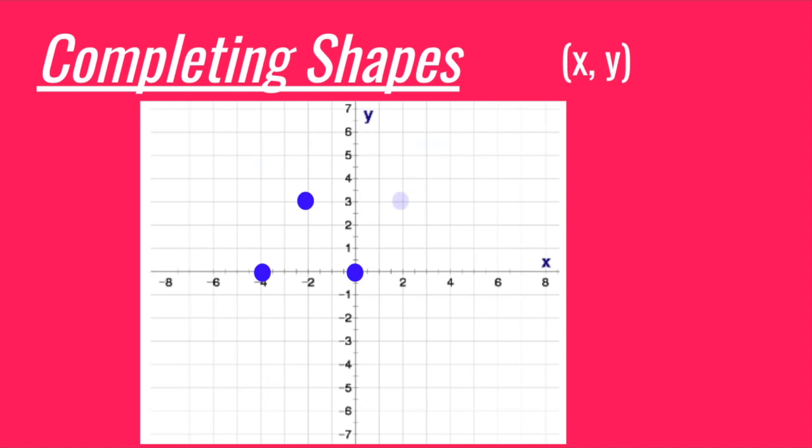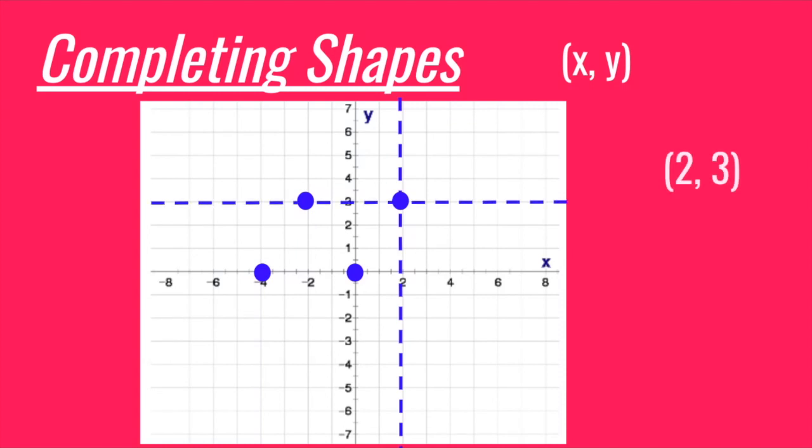So I'll put my point in the top right. See how this makes it a parallelogram? It can also help to connect the dots so that you can be sure. Now let's figure out the coordinates for that last point. I'll draw my dotted line to figure out where it hits the x-axis for my x-coordinate, and I'll draw my dotted line to figure out where it hits the y-axis for the y-coordinate. My coordinate for this point is 2, 3.